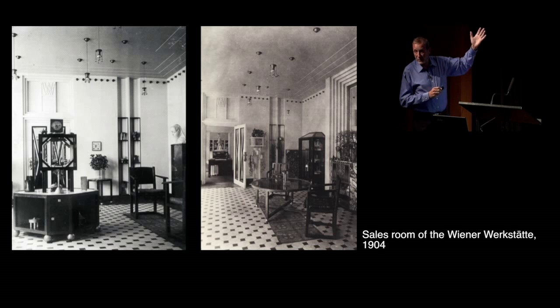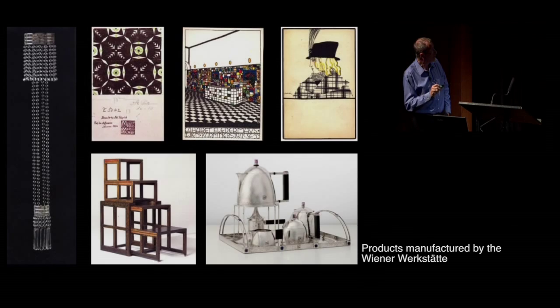1903, the Wiener Werkstätte being founded, and by 1904 they get their own premises, which Hoffmann and Moser then designed. Like this is the sales rooms. Or then just an overview of what they designed: the lighting, the furniture, cutlery, teapots, dishes, postcards, textiles.